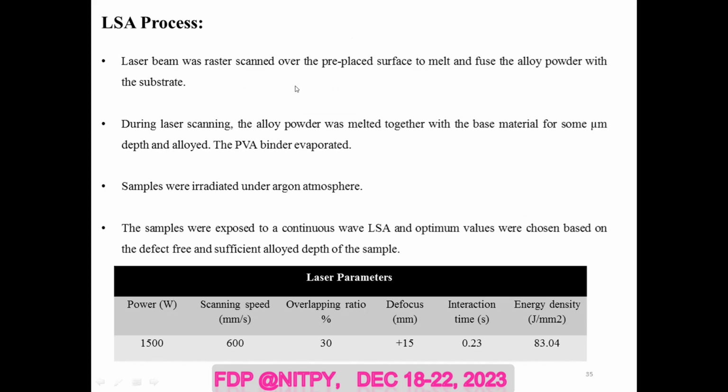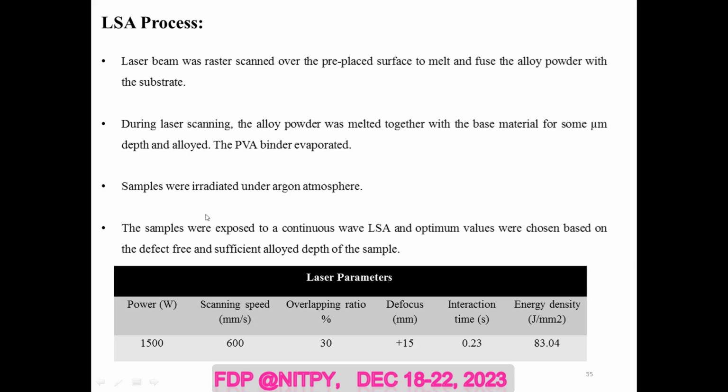In this, the laser beam was raster scanned over the pre-placed surface to melt and fuse the alloy powders with the substrate. During the laser scanning, the alloy powder was melted together with the base material to some micron depth and alloyed. During the laser processing, the PVA binder will be evaporated due to the high temperatures, because PVA can withstand only up to 250 to 300 degrees Celsius. But our laser source produces very high temperatures. So during this time, the PVA will be evaporated, and only the alloy powder will be intermixed with the substrate material.